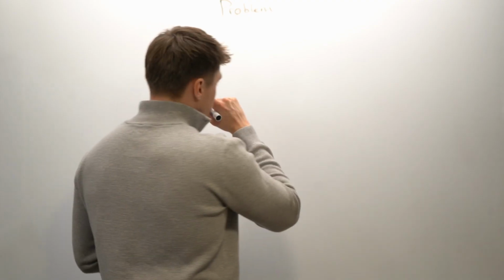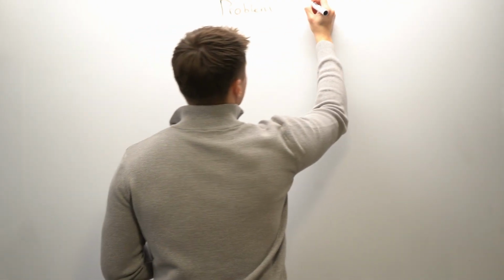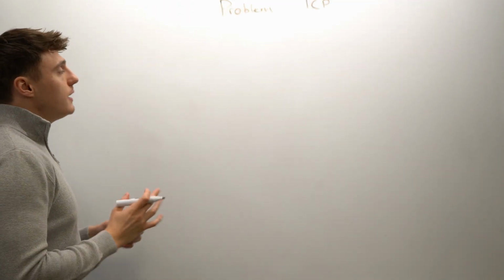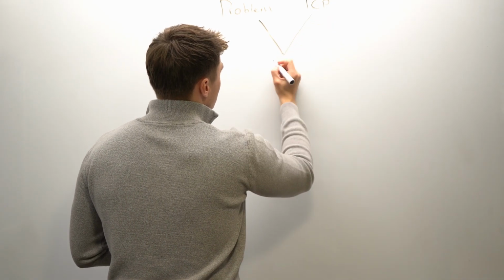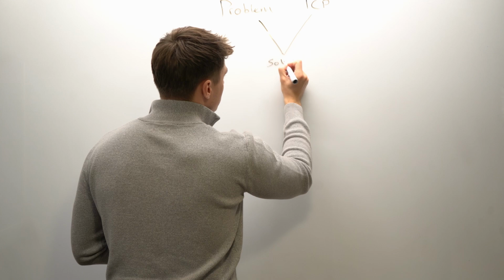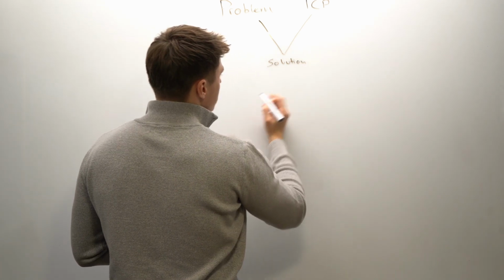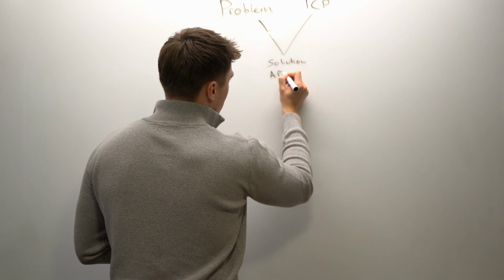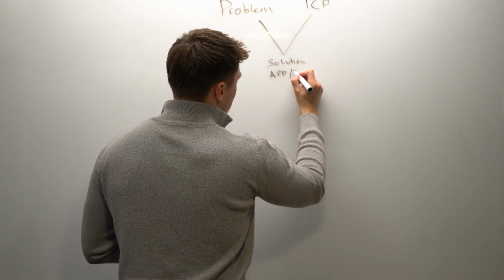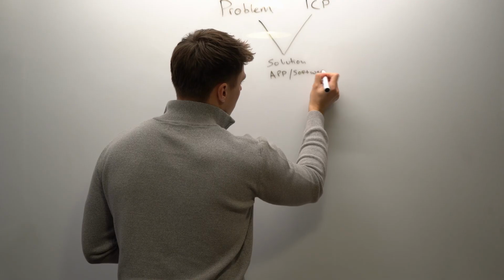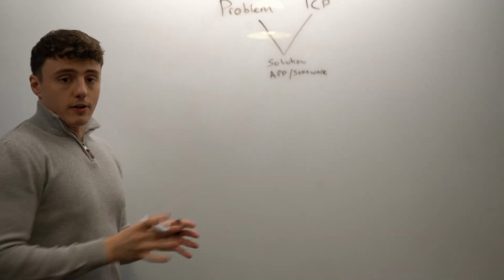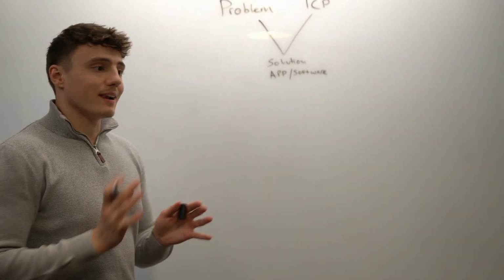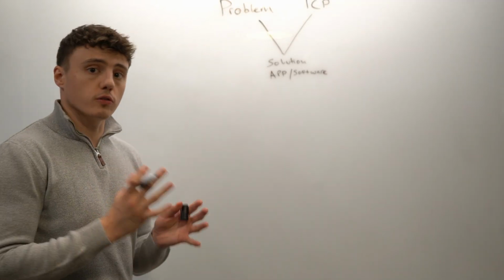So we also want to look at, let's say, ICP, which is your ideal customer profile. Now, these two are going to map in to your solution, which is the app or software that you're looking to build. You need to have a clearly defined problem that you're trying to solve, and you need to have a clearly defined person or type of person that you want to solve the problem for.